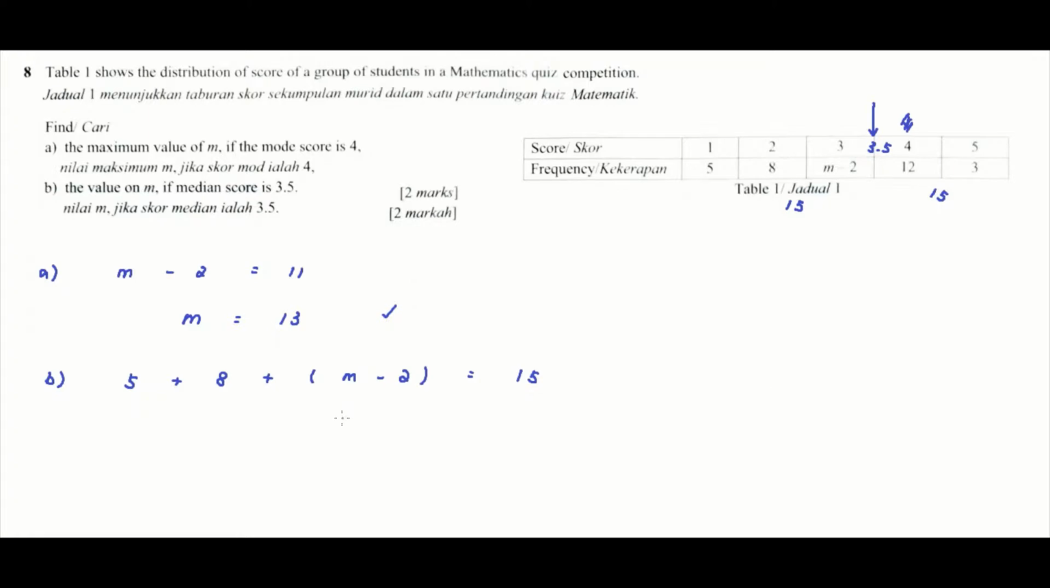Okay, so from here, I'll be able to get M plus 11 equals to 15. So M equals to 4. Okay, as simple as that. So 1 mark for this. So it's a 2 marks question. Alright, so move on to number 9.